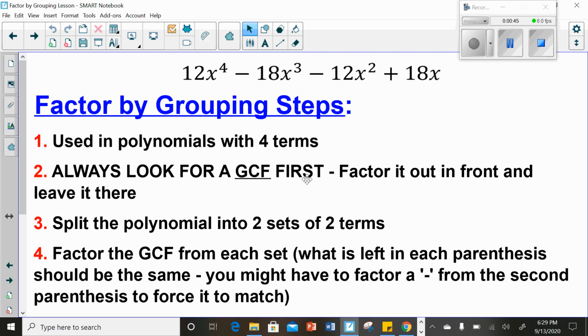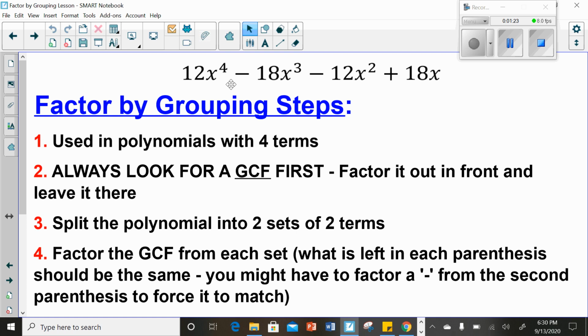Just like we did with trinomials and just like we did with binomials, we want to look at the coefficients here, here, and here. And we're going to look at the GCF first. As you can see, 12 and 18, which are our only numbers, have a greatest common factor. Now 12 is your smallest. So your factors of 12 are 1 and 12, 2 and 6, and 3 and 4. Well, 12 doesn't divide into 18. So the next largest factor of 12 is 6. And 6 does indeed divide into 18. So our greatest common factor for the numbers is going to be 6.